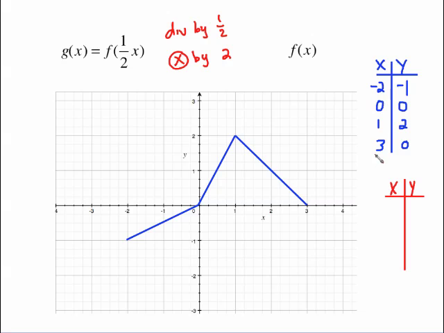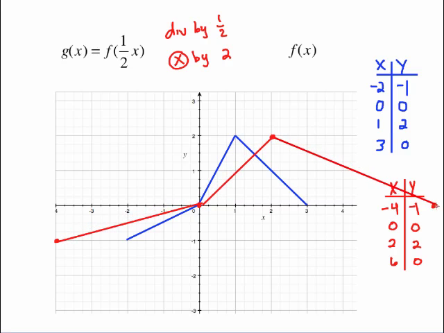So I'm going to take all of these numbers in the t-chart and double them. -4, 0, 2, 6. All of the corresponding y values stay what they were. We are not making a y adjustment. Let's graph these points. -4, -1, 0, 0, 2, 2, and way over here it's 6, 0, which I didn't leave enough room there. So now let me connect these dots. There, there, and then like way over here.